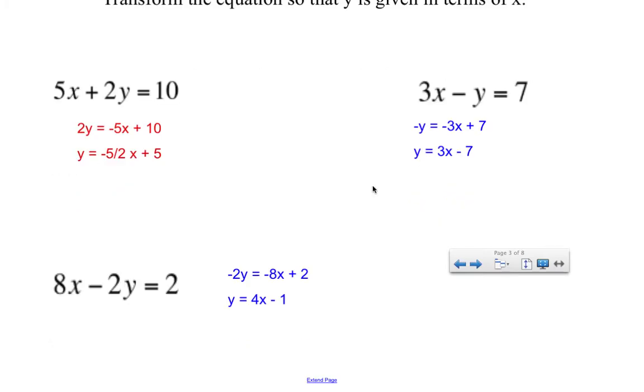I have the answers here. In the one on the top right, I subtracted 3x from both sides, and then I divided everything by -1 so that the y would be alone. Over here, I started by subtracting 8x from both sides, and then I divided everything by -2, and that's how I transformed it.